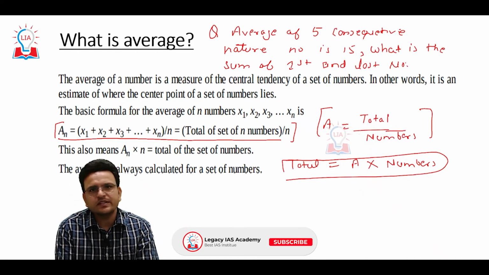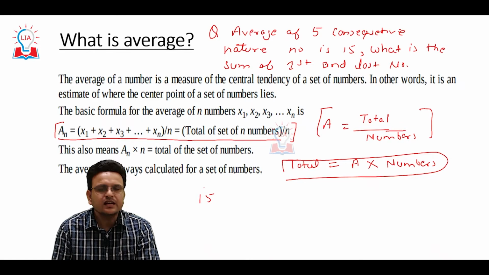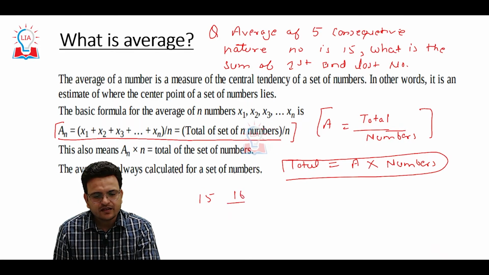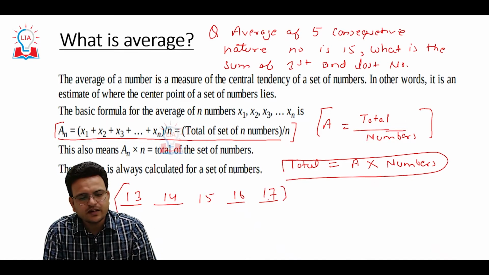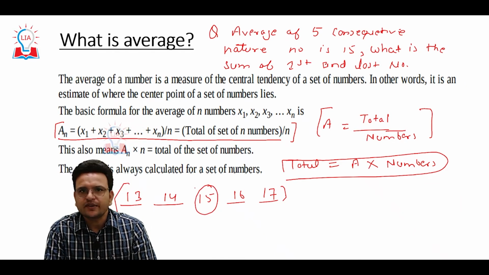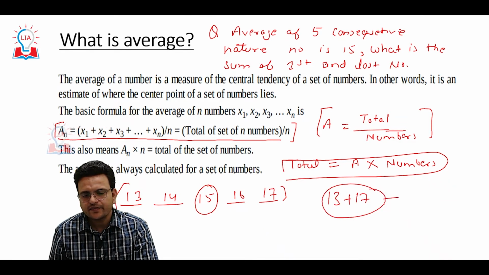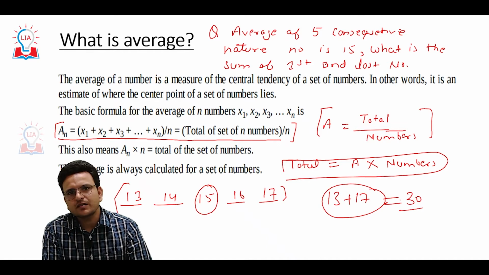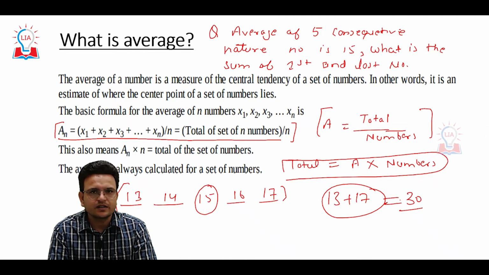Average is the middle. Whenever we are talking about consecutive natural numbers, we can say that 15 is the middle number. The next two numbers will be 16 and 17. The previous two numbers will be 14 and 13. So we have the natural numbers 13, 14, 15, 16 and 17. For these numbers, the average will be 15. What is the sum of the lowest and highest numbers? It will be 30. So whenever questions come on consecutive odd numbers, consecutive even numbers and consecutive natural numbers, in this way you can solve those particular questions.